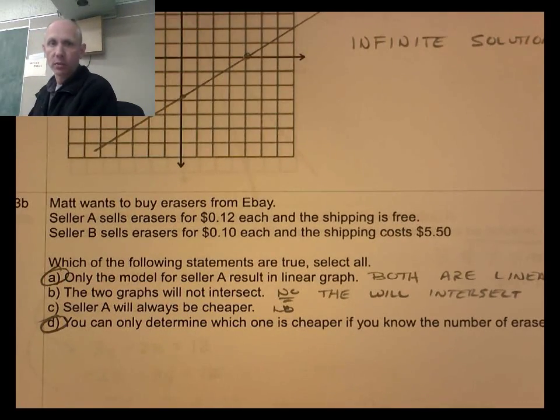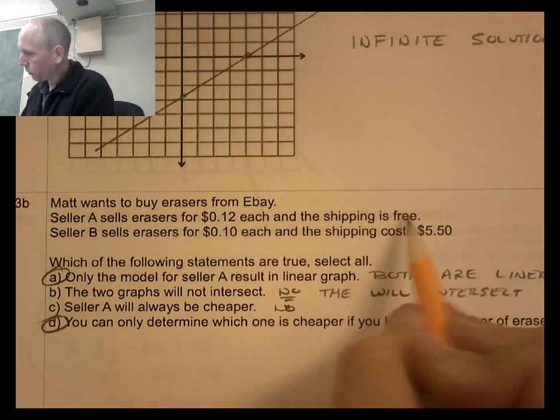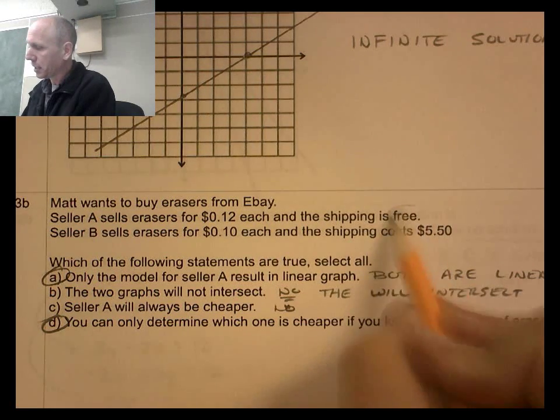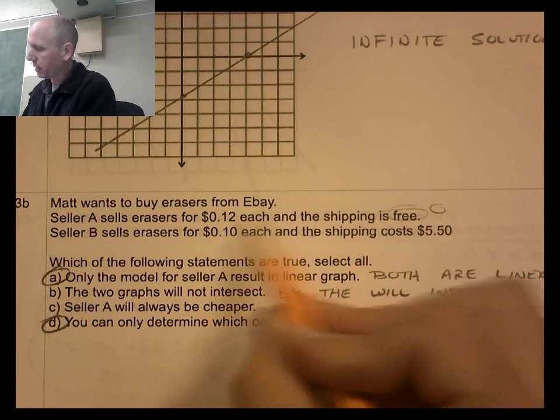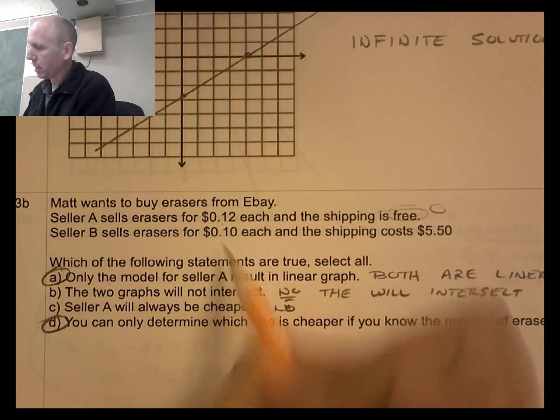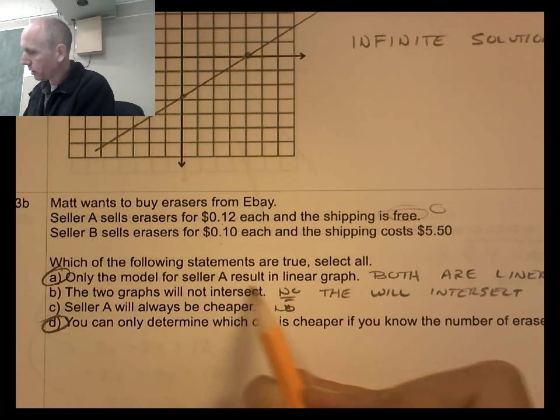Matt wants to buy erasers from eBay. So free shipping and 12 cents. Free, so that's 0. That's the intercept, that's the slope. That's the intercept, that's the slope. Only the model for seller A results in a linear graph.